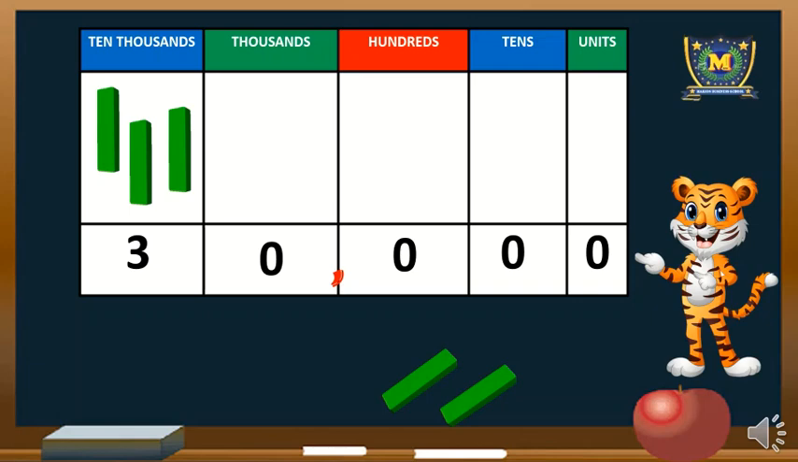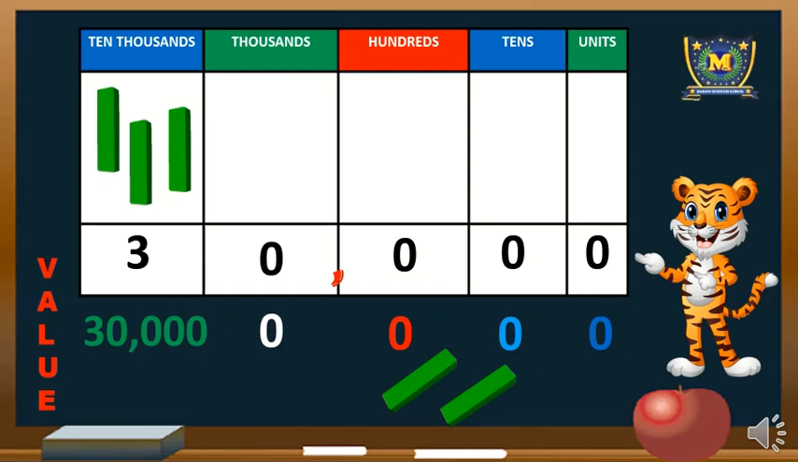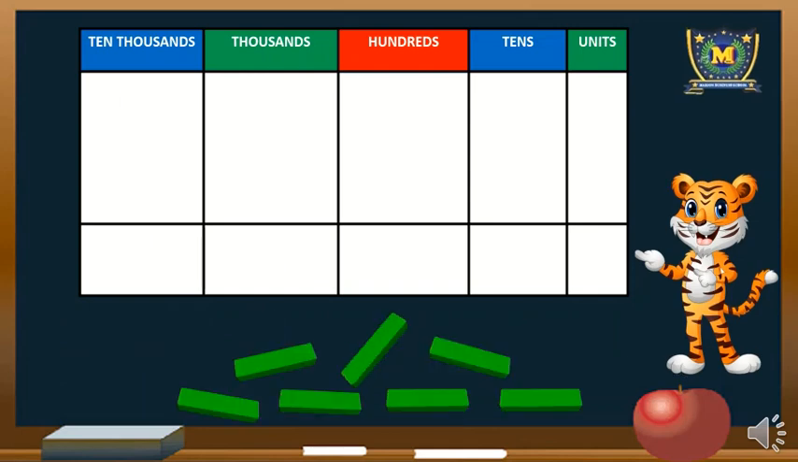Now let's see the value of each digit. Let's start on the units. Since it's 0, the value for 0 is 0. Same with tens, hundreds, and also thousands. And then proceed to 10,000s. Since we have here 3 bars, and again, 1 bar is equal to 10,000, the value of 3 bars is 30,000. Okay, now let's proceed to another example.